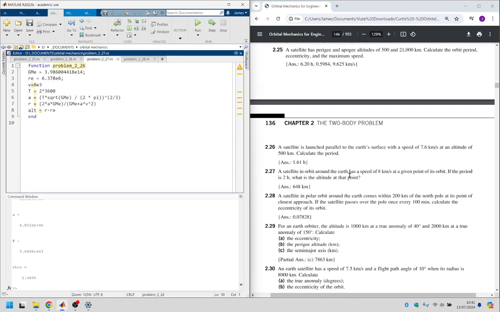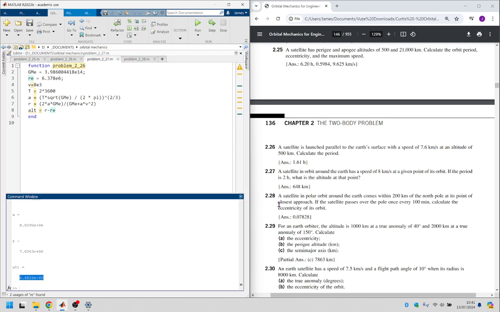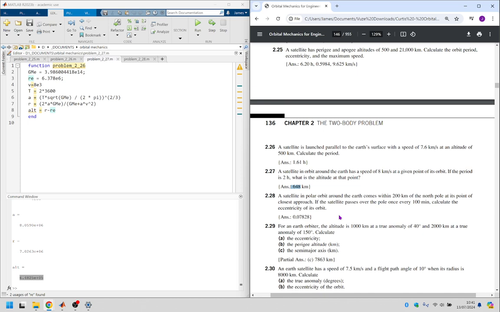A satellite in orbit around the Earth has a speed of 8 kilometers per second at a given point of its orbit. If the period is 2 hours, what is the altitude at that point? So again, this is very simple. We've been given the period of 2 hours, so we're just rearranging some basic equations. We have the gravitational constant, radius of the Earth, the velocity, the period, and from the period we can get the semi-major axis, and then we can get the radius and the altitude. So there we go, 6.48 by 10 to the 5, 6.48 by 10 to the 5.